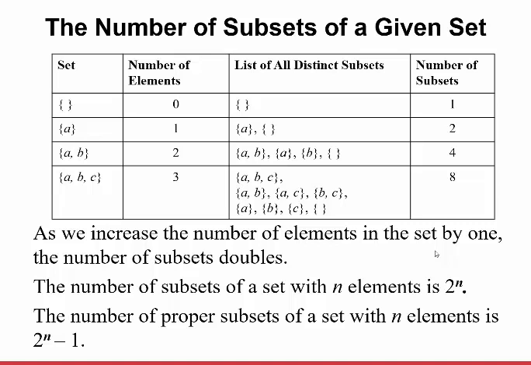The number of proper subsets then, because remember, proper subsets don't include the set itself, with n elements is 2 to the n minus 1. So for any set with any number of elements in it, okay, if it has 5 elements in it, then the number of possible subsets is 2 to the 5th power. Then the number of proper subsets would be 2 to the 5th power minus 1.